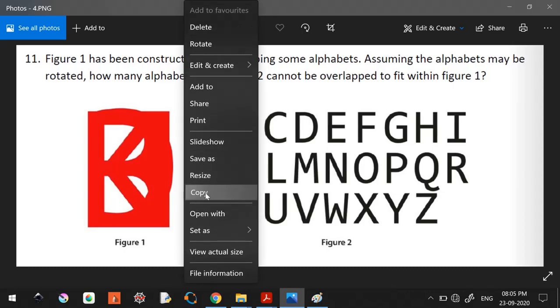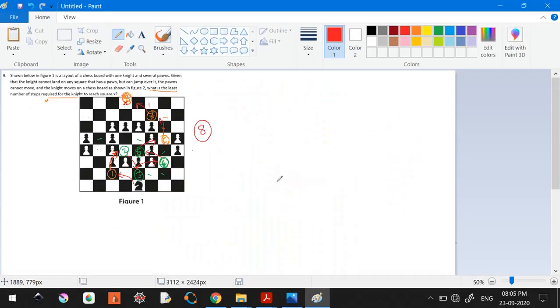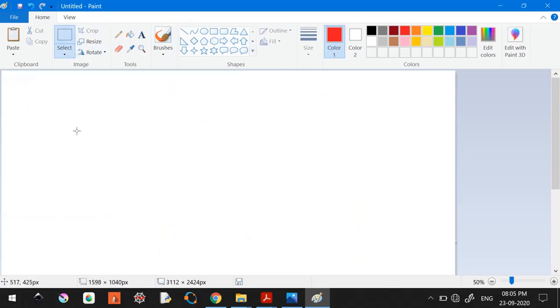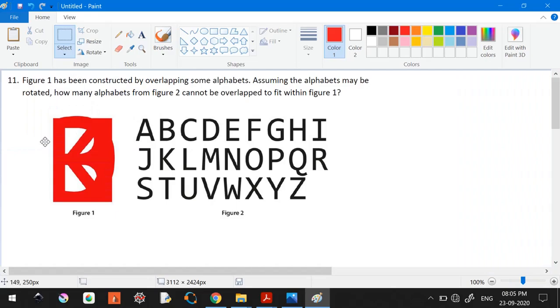So let's go to the next question. Let's erase this. Cool. Figure 1 has been constructed by overlapping some alphabets. This one, okay. Assuming the alphabets may be rotated. Okay, it could be rotated. It's not flipped; they haven't mentioned it flipped. So only rotation is possible. Let us go that way.